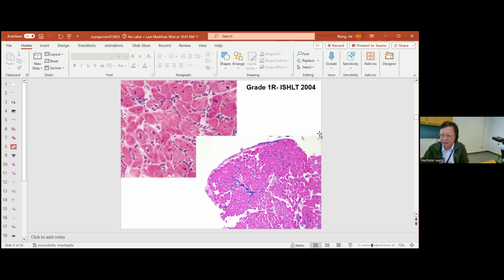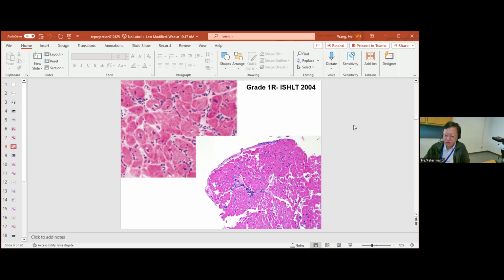In previous days, these were classified as grade 1RB or 1B, which somebody still insists has a clinical implication, but the current consensus is this still belongs to 1R. So any questions so far?